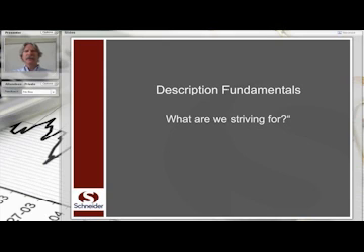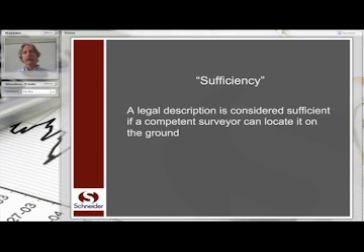So, just talking about description fundamentals. Now, what is it when we're writing a description in particular, but keeping in mind when we are interpreting one, what is it that we're trying to accomplish? This is a critical issue. When I taught, I used to tell students, make sure that you're accomplishing what it is that you're trying to do when you're writing a description.